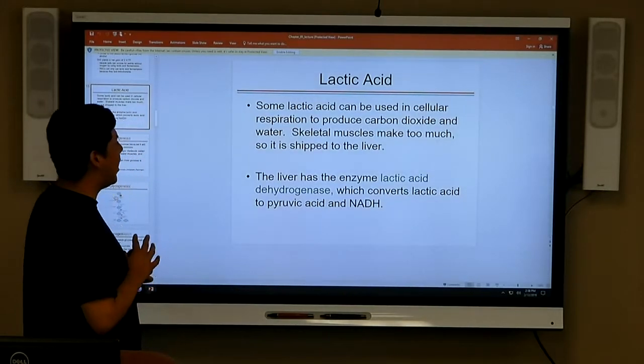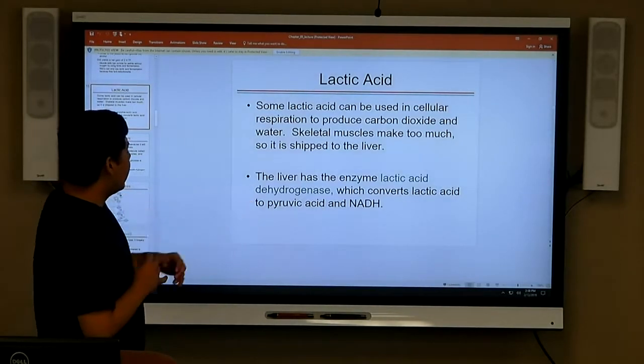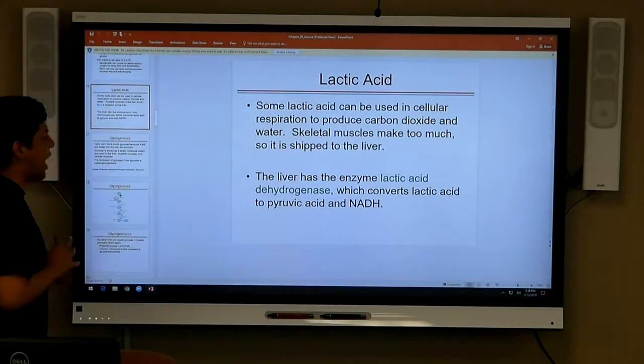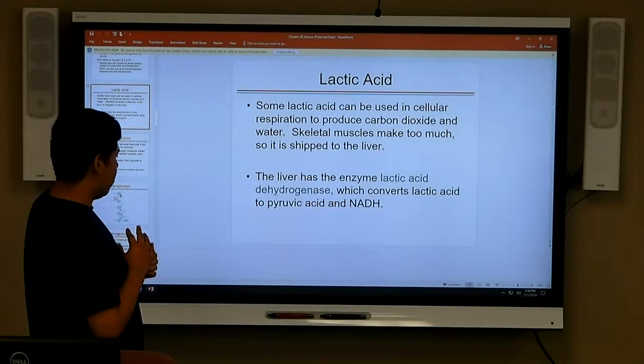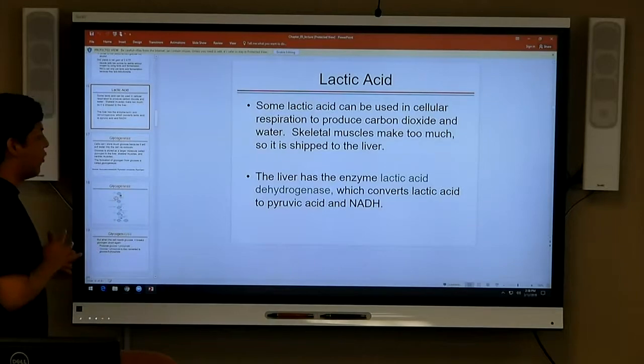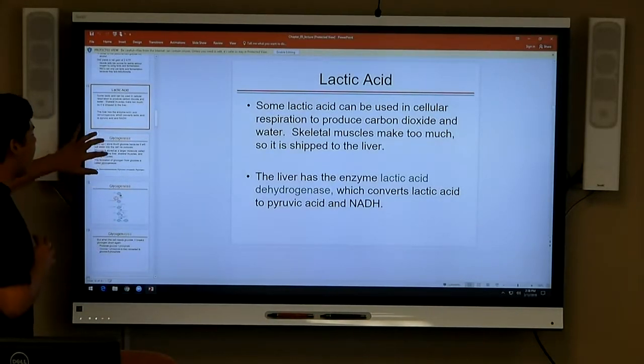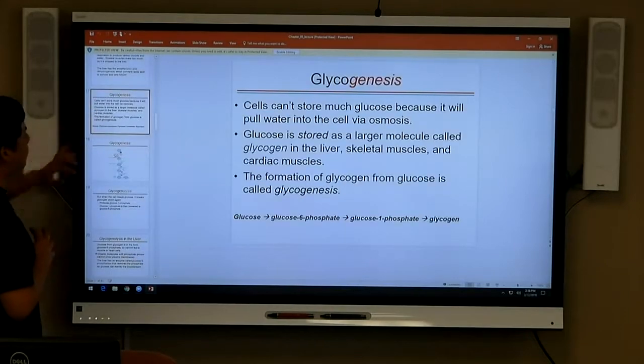Skeletal muscles make too much, so it is shipped to the liver. The liver has the enzyme lactic acid dehydrogenase, which converts lactic acid to pyruvic acid and NADH.